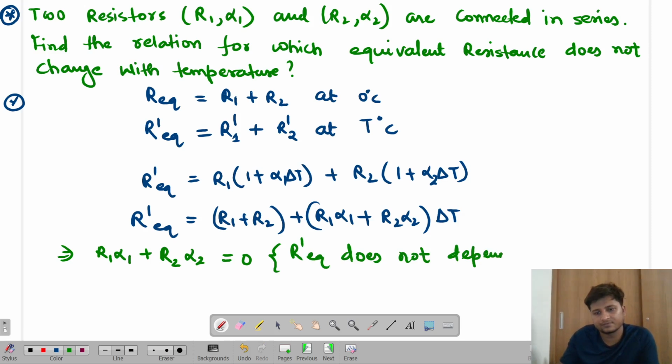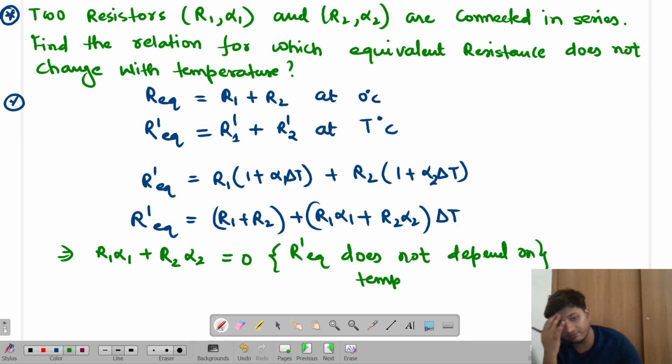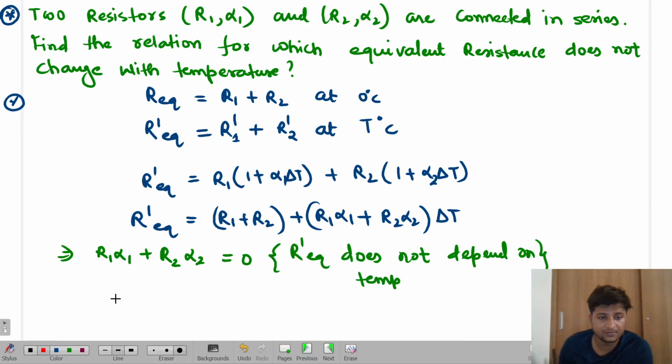So you got the relation: R1 alpha 1 plus R2 alpha 2 is equal to 0. But in reality, what is the meaning of this? That R1 alpha 1 is equal to minus of R2 alpha 2, or not.